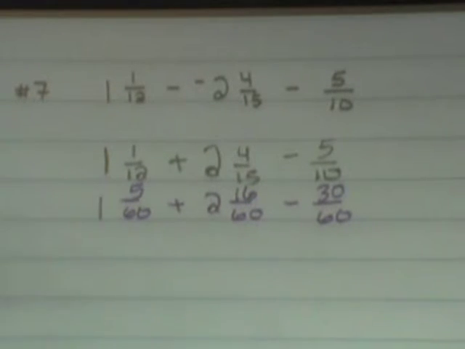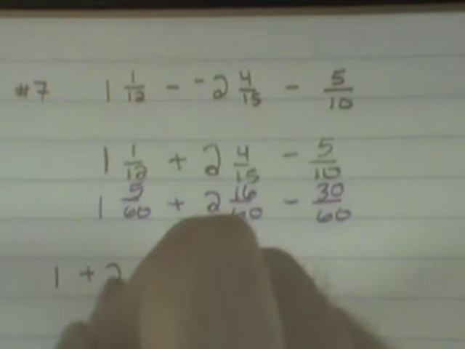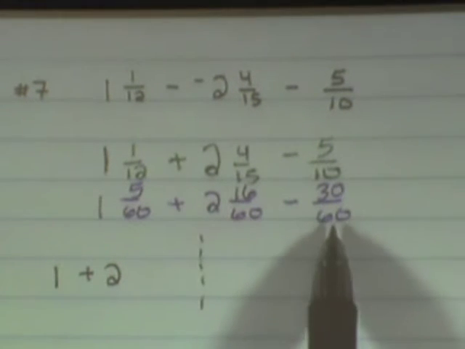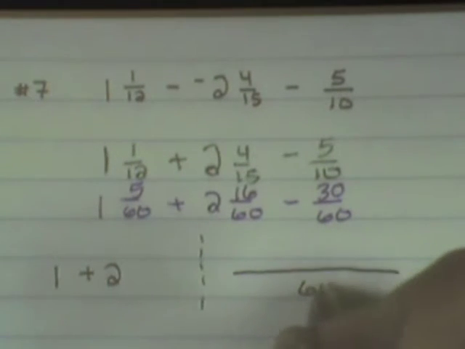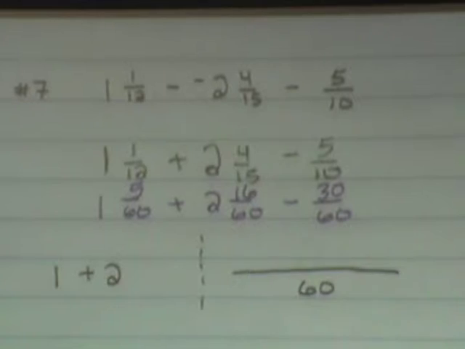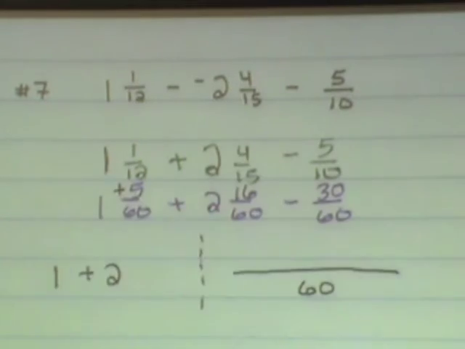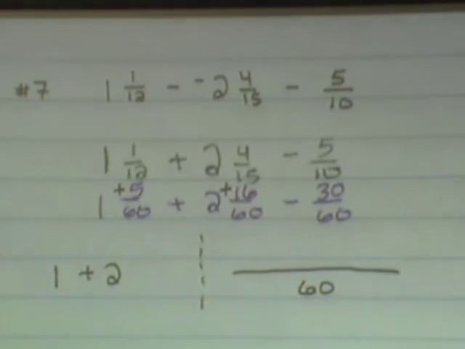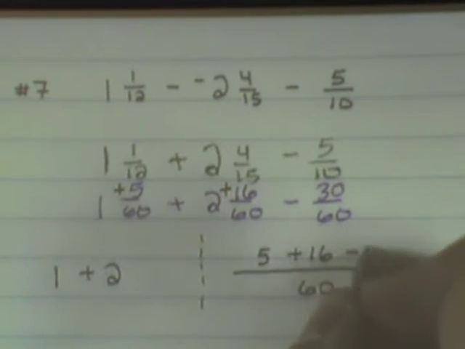Next, I'll split the problem into whole numbers and fractions. List my whole numbers of 1 and plus 2 from here and here. The last term did not have a whole number. Then I look at the fractional part, put my 60 down here, which was the common denominator, and I want to put the signs for the fractions. The first term was positive, so the first fraction is positive. The second term was positive, so the second fraction is positive. The third term was negative, so I'll leave it as a negative. And down here I'll write 5 plus 16 minus 30.